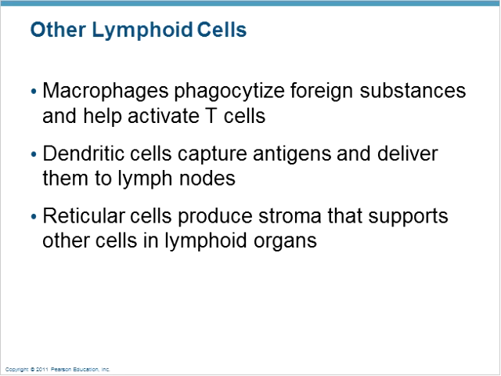The other lymphoid cells include macrophages, which phagocytize foreign substances and help activate those T cells. Dendritic cells, which capture antigens and deliver them to the lymph nodes to the T cells, so the T cells become activated. And then reticular cells, which produce a stroma that supports other cells in the lymphoid organs.